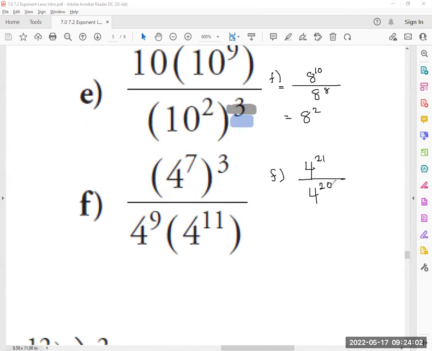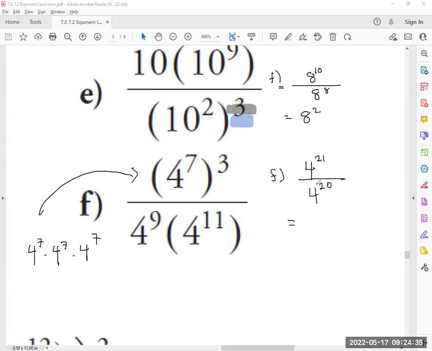Correct. Good. 7 and 3, it's a power of a power. Exponent law 3, you're supposed to multiply. And if you're not convinced of that, that's 4 to the power of 7 multiplied with itself 3 times. So 7 plus 7 plus 7. It's like 7 times 3. 21. Not 4 to the power of 9 times 4 to the power of 11 means the exponents are going to add. So you see how it can be, I'm trying to throw you off, making sure that you know what to do in different circumstances.